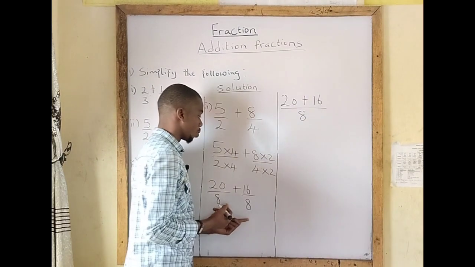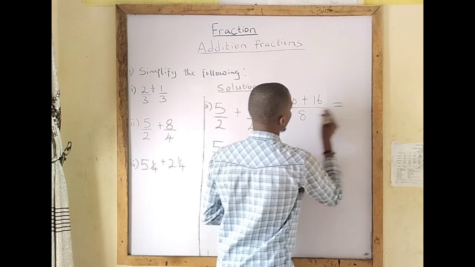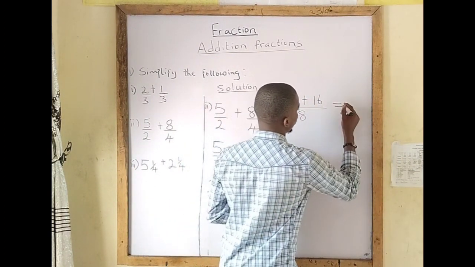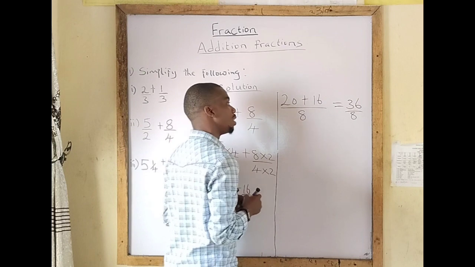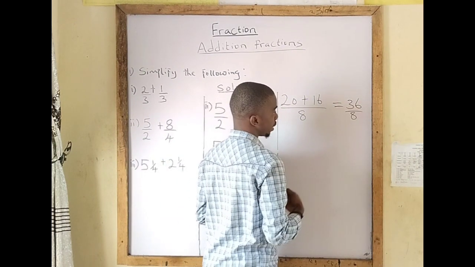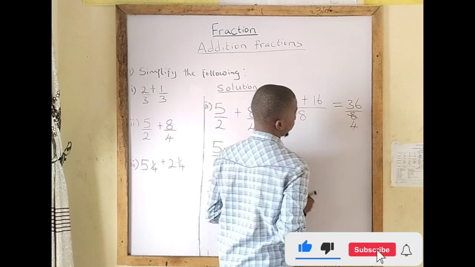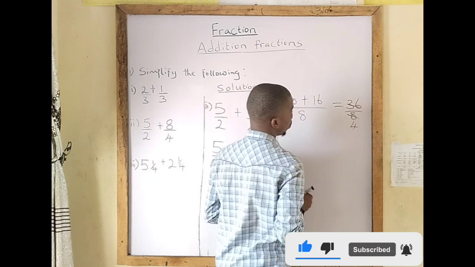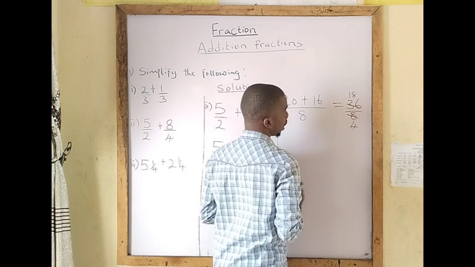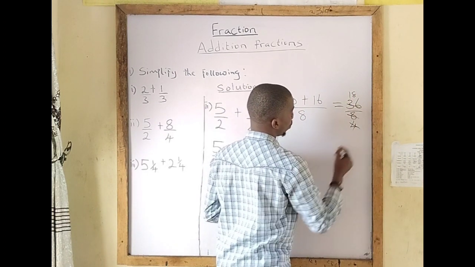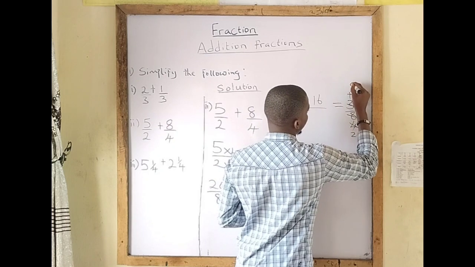Because the denominators are now the same, we take it to a single denominator and we add the fractions. So we have that 20 plus 16 is equal to 36 all over 8. Okay, and we divide them by common factors. Now 2 goes into 8 4 times, and 2 goes into 36 18 times. Okay, and 2 goes into 4 2 times, and 2 will go into 18 9 times.